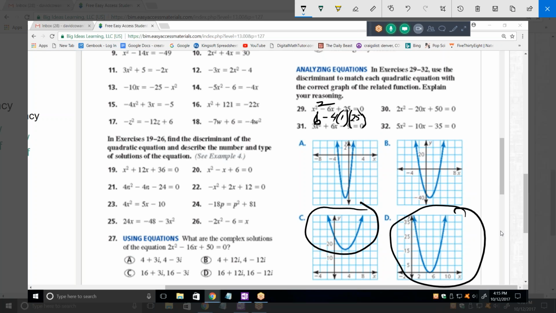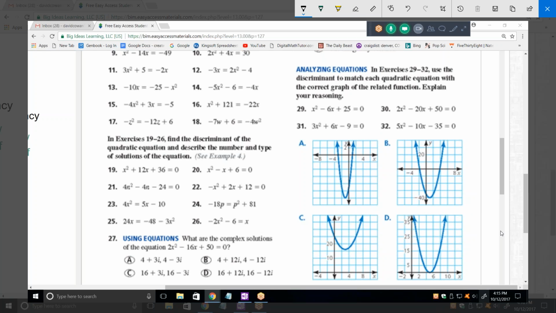So the discriminant is 36 minus 100. Okay, that's negative. Which graph is that? C. Or, wait, no. Yeah, C. There's only one graph that shows a negative discriminant, and that's C.